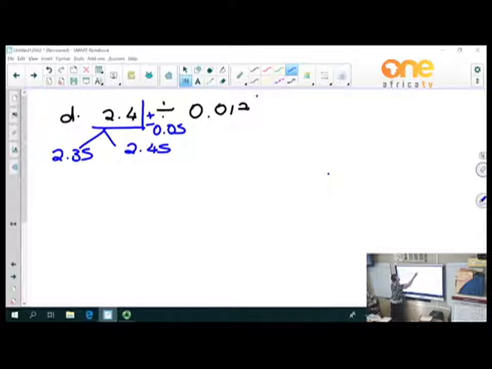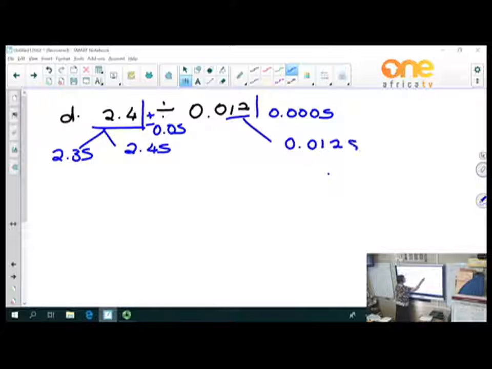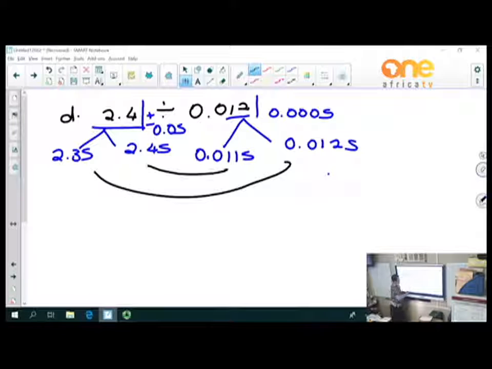If we look at this one, what is the maximum error? Yeah, 0.0005. Can you see two significant figures? The zeros in the front are ignored, so this is two significant figures. Now the upper bound is 0.0125 and here it will be 0.0115. It's a division sum, so this is going to be lower, upper, upper, lower.